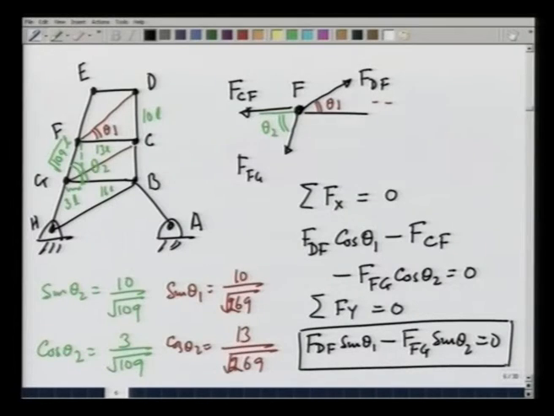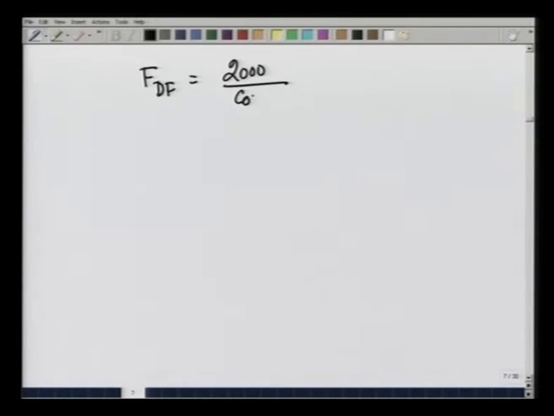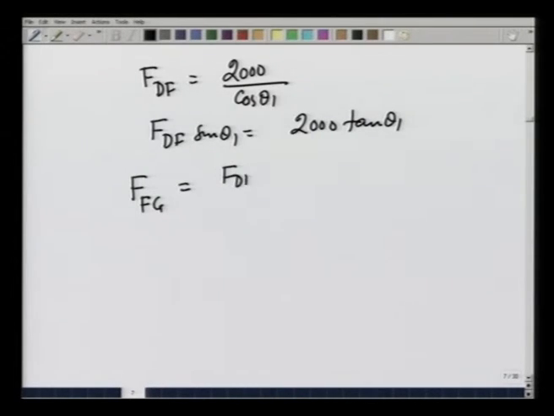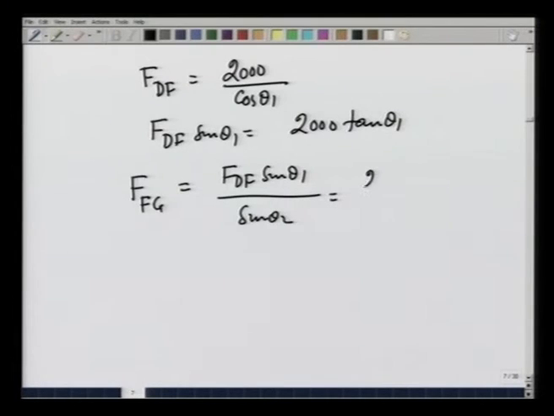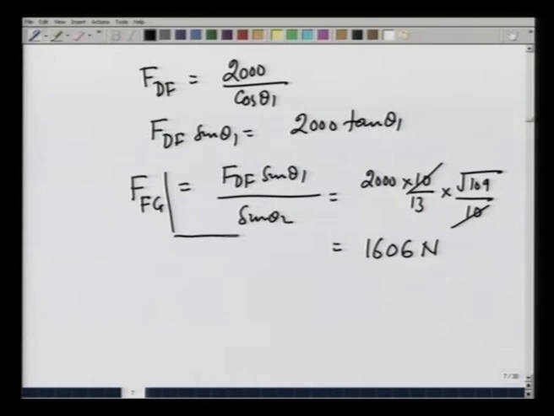From the second equation, I can find F_FG right away. Recall that F_DF was 2000 over cosine of theta 1, and therefore, F_DF sine theta 1 is 2000 tangent of theta 1, and F_FG is going to be F_DF sine theta 1 over sine theta 2 that we saw from this balance equation, which is going to be 2000 times 10 over 13 times the square root of 109 divided by 10, and that comes out to be 1606 newtons. So, we have found F_FG also.